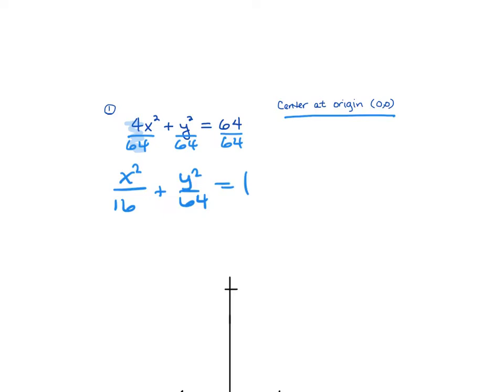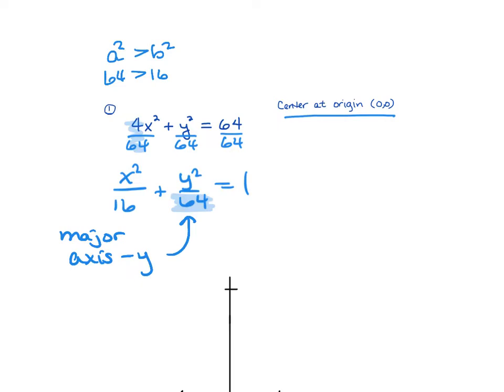Now I'm going to look at my denominators. I need to figure out which number is bigger, 16 or 64. So I can see that the 64 is the bigger of the 2 denominators. So this tells me that my major axis is going to be the y-axis because the bigger number is under the y squared. Always remember that your a squared is always bigger than b squared. So 64 is greater than 16. So my graph here, my major axis is y. So we could also say that it's vertical.